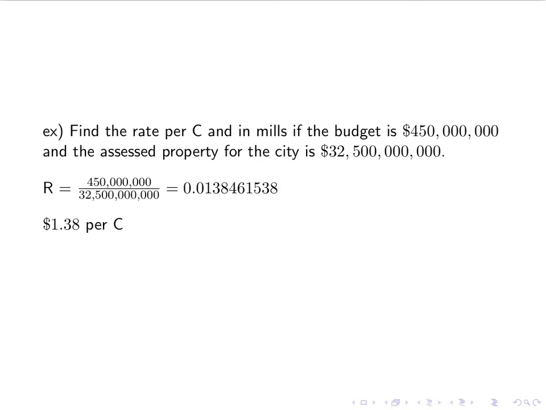If I want it in mils, I'm going to have to move the decimal 3 places. So I'm going to move it another place, so it's going to be 13.84615, and so on. And then it's 13 point something, so that means I round up, and I get 14 mils.